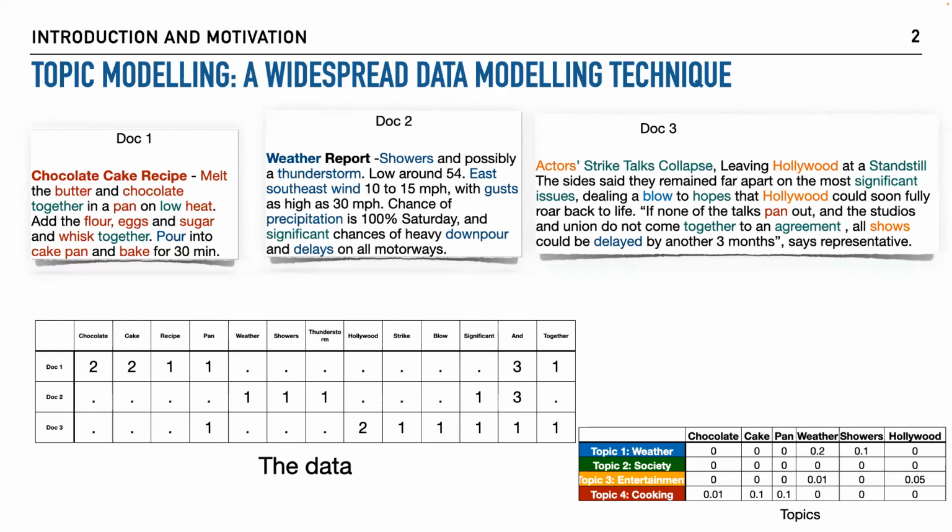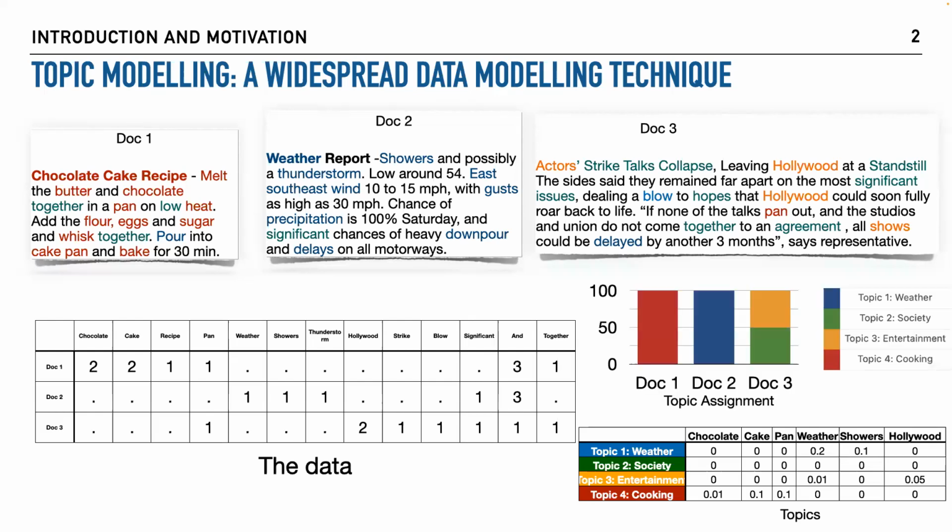The other thing that you might also be interested in is the topic assignment matrix. That is to say, for each document, what are the topics that this document can be described as? It is important to stress that the documents can come from a mixture of different topics. It's not just one. It's almost like a soft clustering method, if you will.